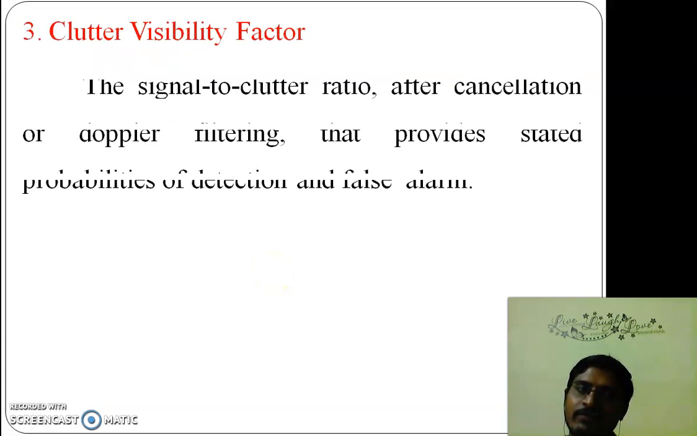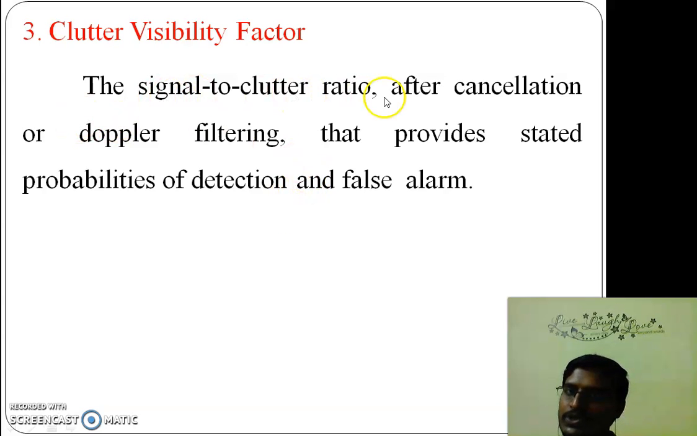Clutter visibility. The signal to clutter ratio after cancellation or Doppler filtering that provides stated probabilities of detection and false alarm. After cancellation, what is the signal to clutter ratio? That is the cancellation of the clutters.